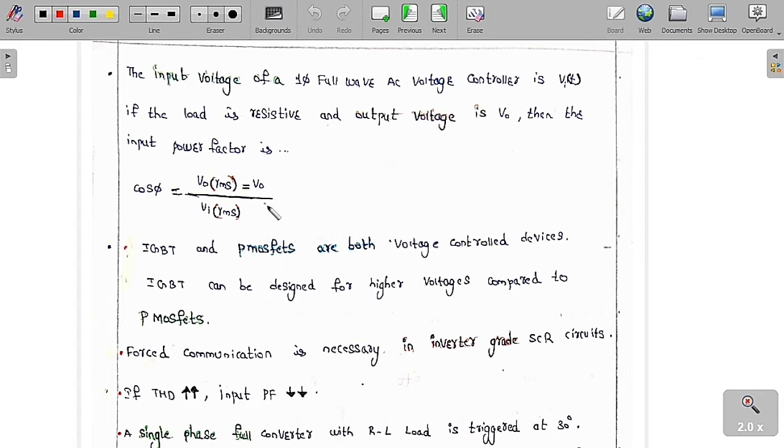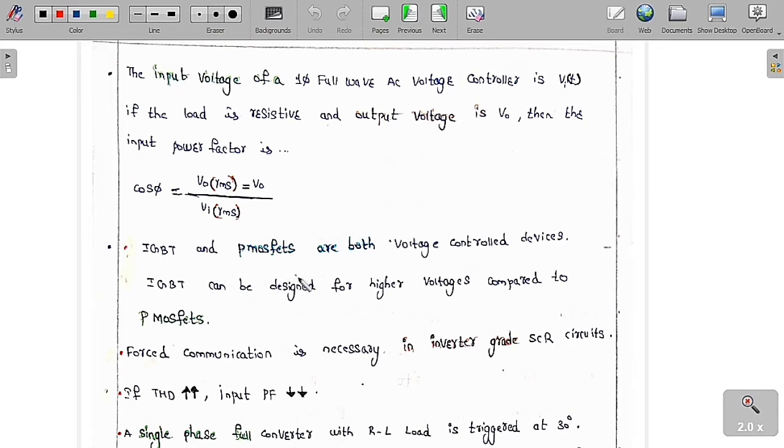I have already told you Vs RMS into Is RMS into cos phi is equal to V naught RMS into I naught RMS. As Is RMS is equal to I naught RMS, it is going to get cancelled. Therefore cos phi is equal to V naught RMS by Vi RMS. This is called the input power factor.